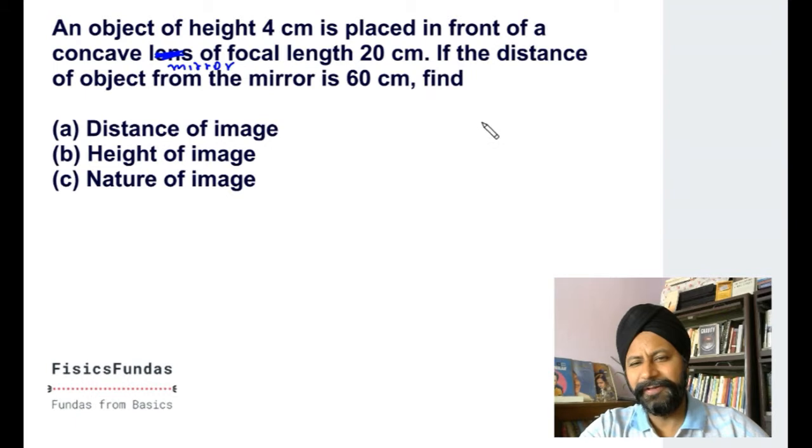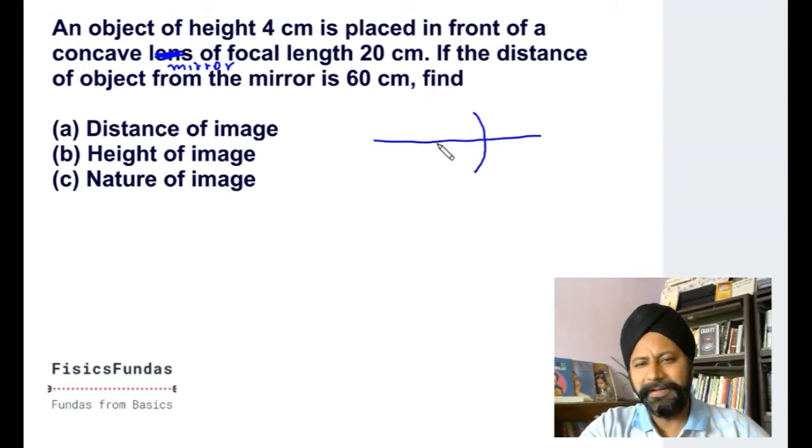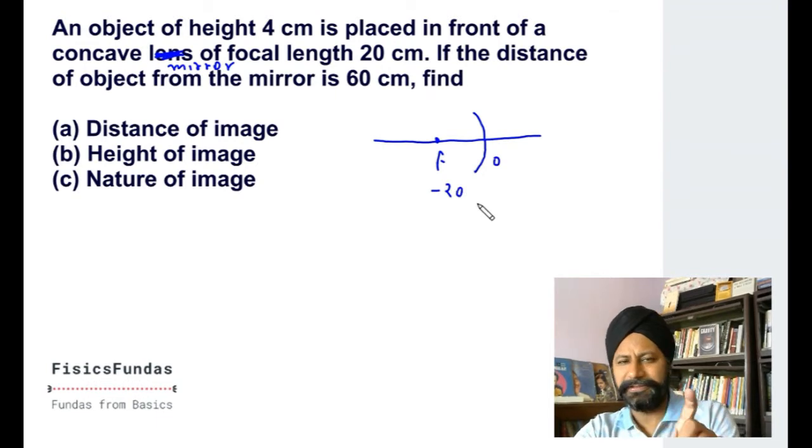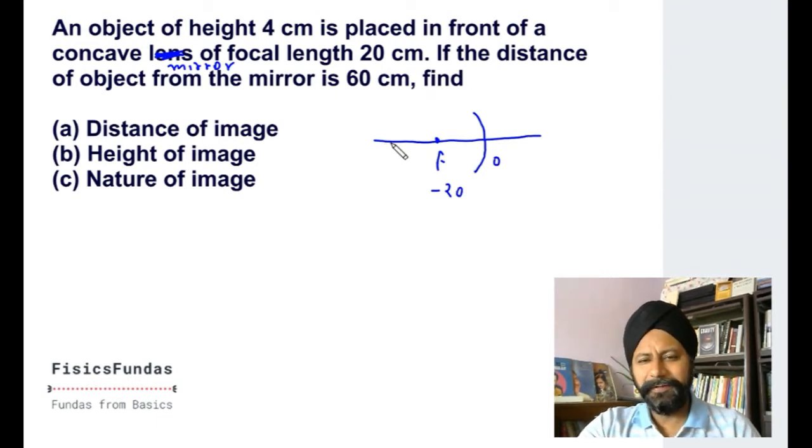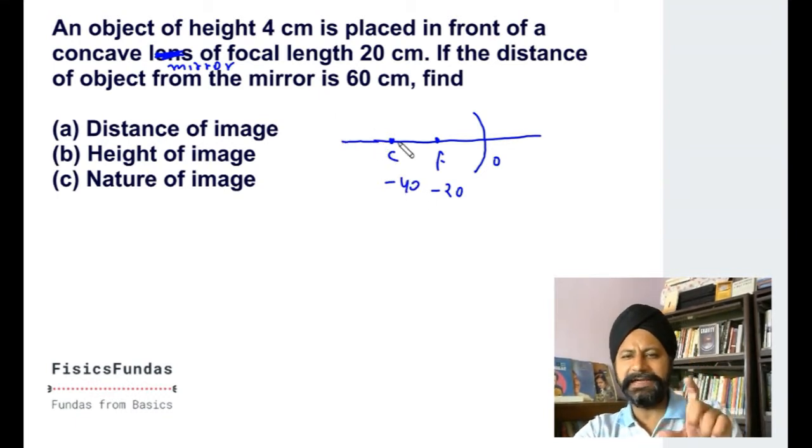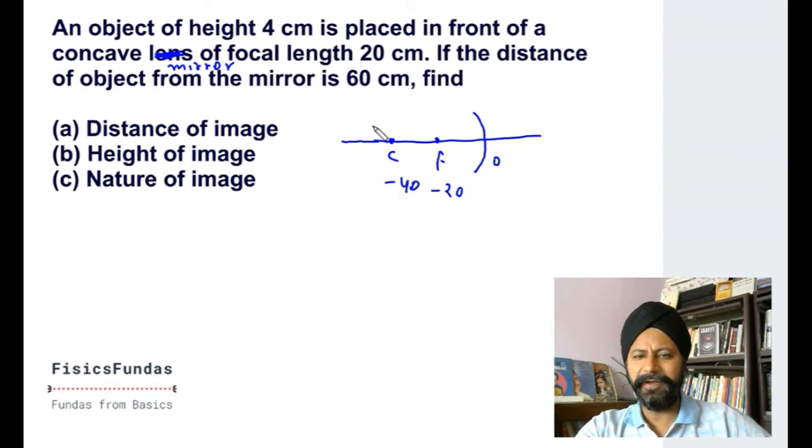So it's a concave mirror of focal length 20. So I know this is the focal length, and this was the origin, and this is where negative 20 is, the focal point. Now, obviously, there's the center of curvature, which is at negative 40. Now, the object is placed at 60 centimeters from the mirror. The reason for making these images is also to get a visual: where is the object? Should the image be bigger or smaller or whatever?